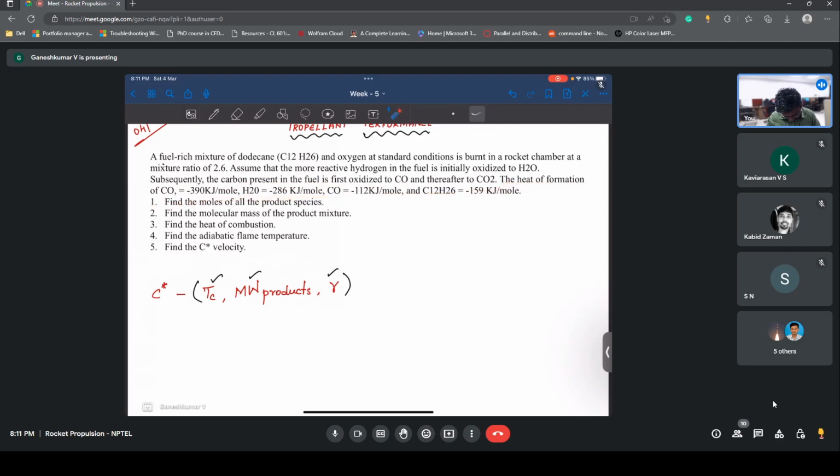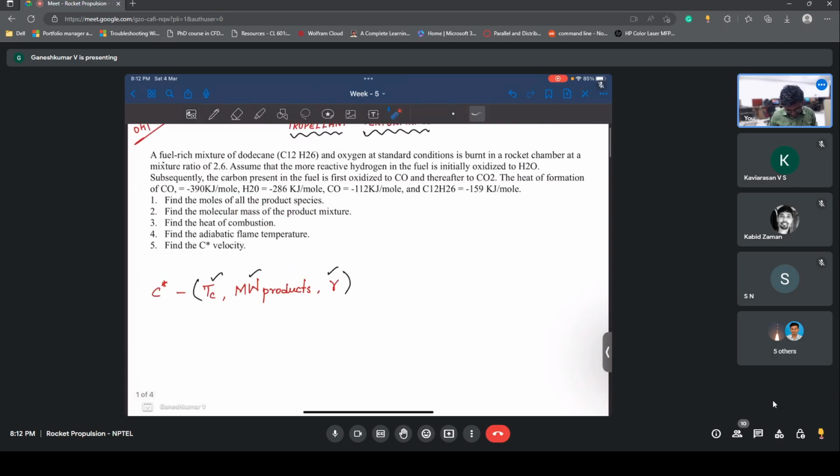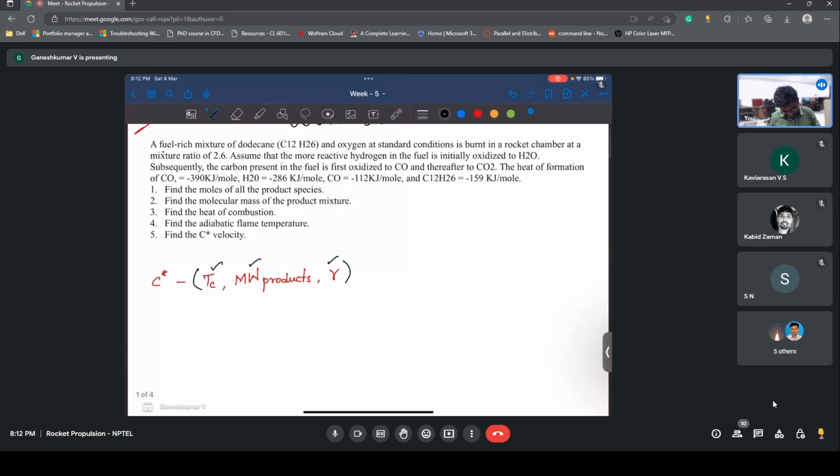Then we have to find the moles of all product species, the molecular mass, and the heat of combustion. In fact, to find the adiabatic flame temperature, we need the heat of combustion. Once we have found these, we can find the C star velocity. So let's start. How do we approach this problem?